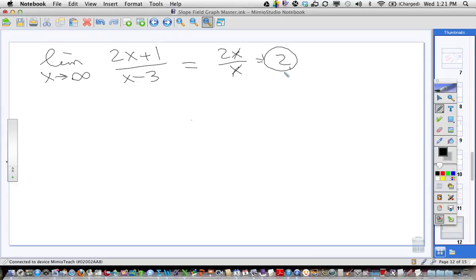Now, the trick to these is all the different possibilities of things that can happen. And I'll try to run through many of them with you here as you see them, and then you will see them again in your homework. Okay, so that's one example. All right? Now, another example: limit as x goes to infinity of 3x squared minus 2x over 1 plus x squared.